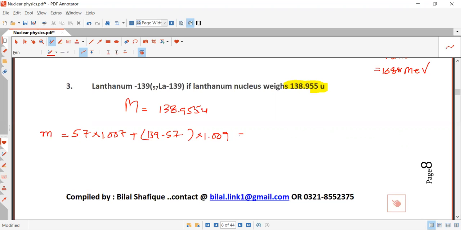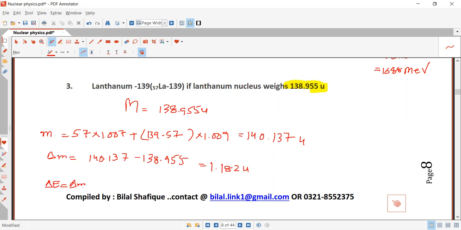It is going to be 140.137 u. Then you can calculate the mass defect: 140.137 minus the mass of the nucleus, which is 138.955 u. So it is 1.182 u, and now we can calculate the binding energy as well, students.